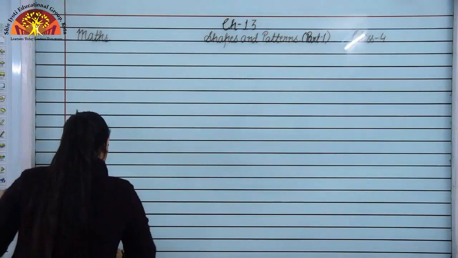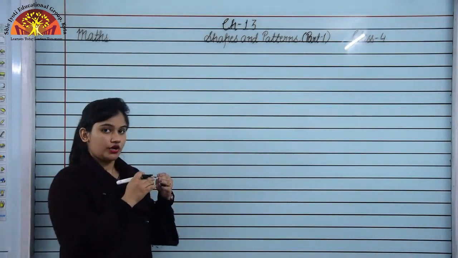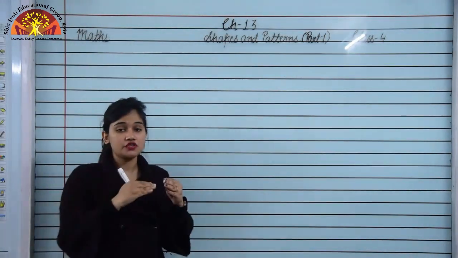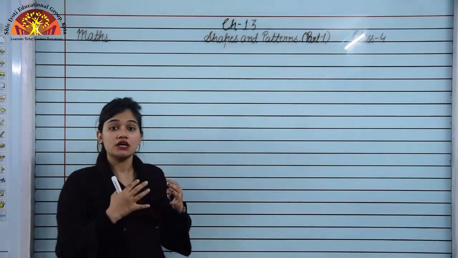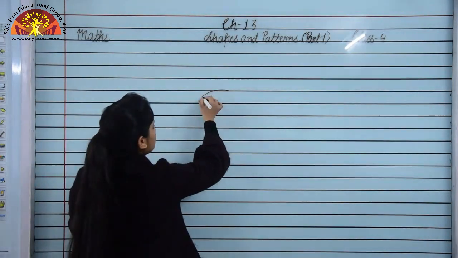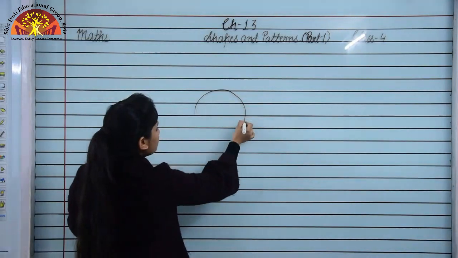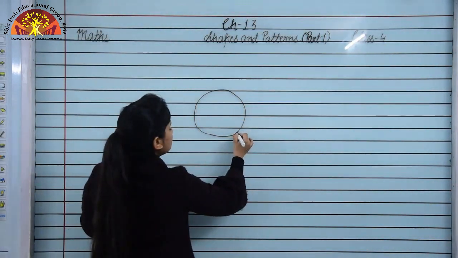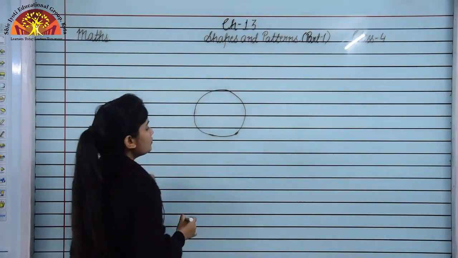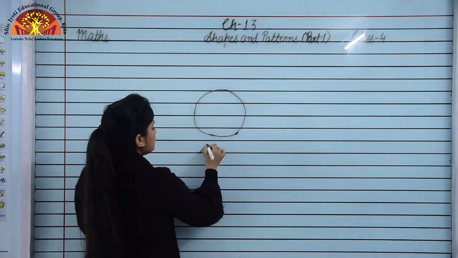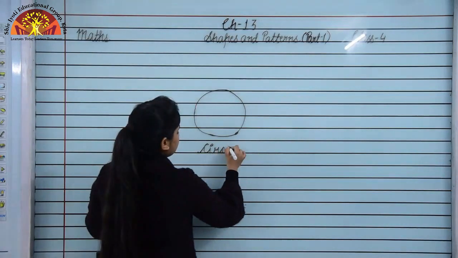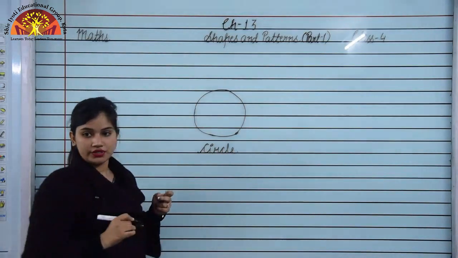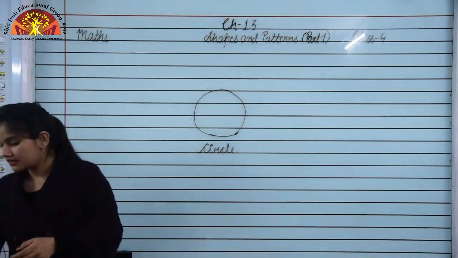So if I draw a closed figure, what did I say? If I draw a closed figure, but this time I am using curved lines. These are curved lines. If I am using the curved lines, then I will get a shape that is a circle. Okay students, you can see here in this circle.